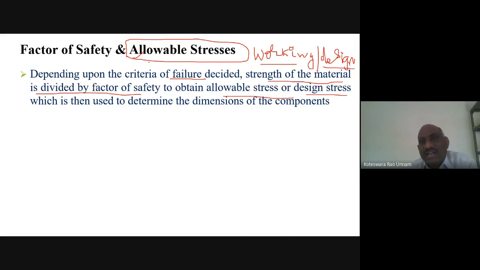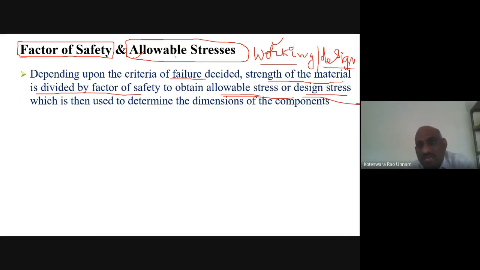Here it is written, allowable stress or design stress is given. Sometimes we call it working stress also. Working stress is defined as the ratio of the strength of material divided by the factor of safety. Based on different factors, the factor of safety can be decided. Once this factor of safety is decided, the allowable stress is calculated by taking the strength of the material and dividing it by this factor of safety.